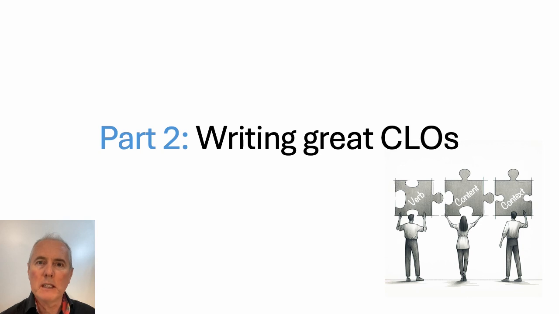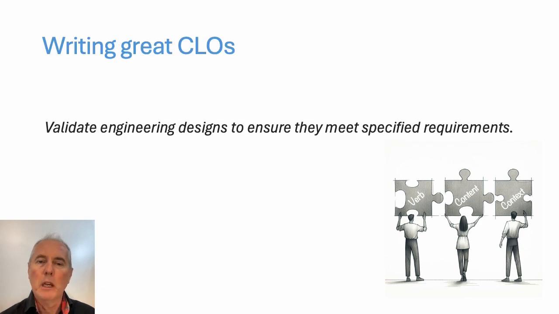So let's get stuck into it with writing great course learning outcomes. And we'll begin with a solid example. Here's one. Validate engineering designs to ensure that they meet specified requirements. We can break it down into three essential elements.